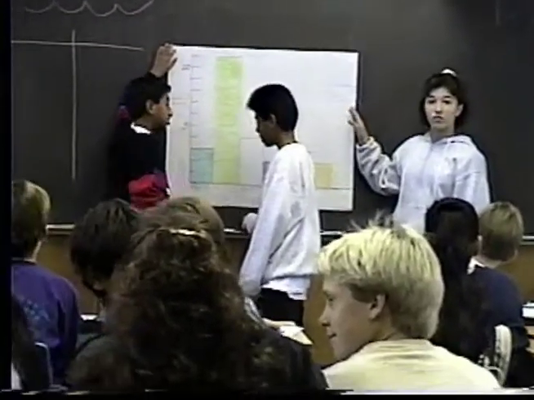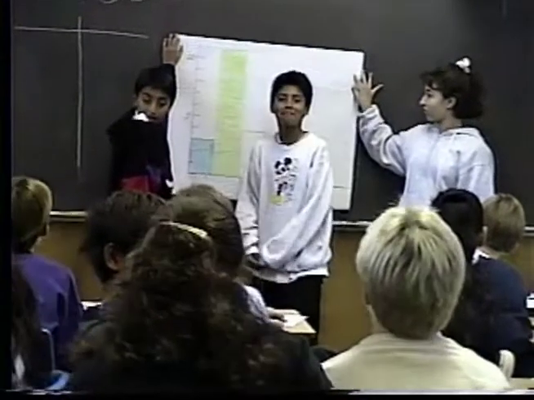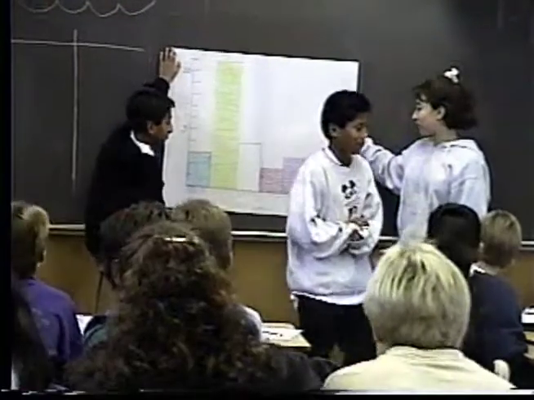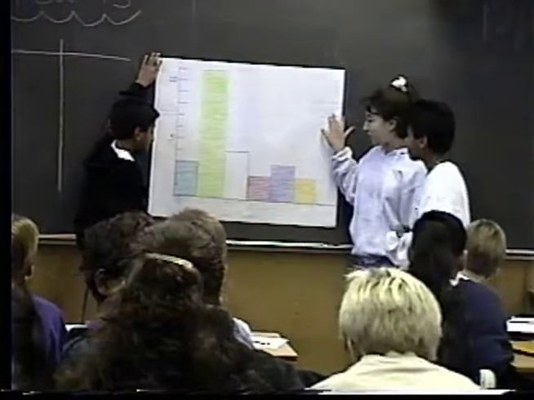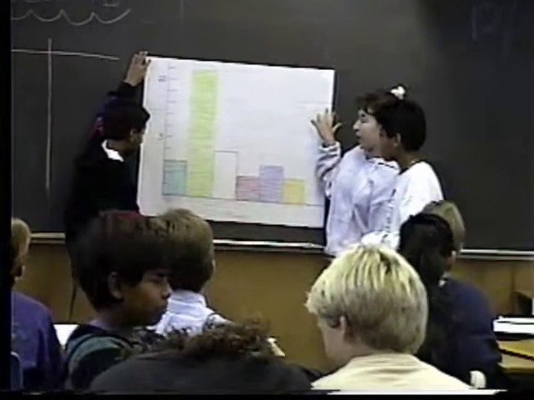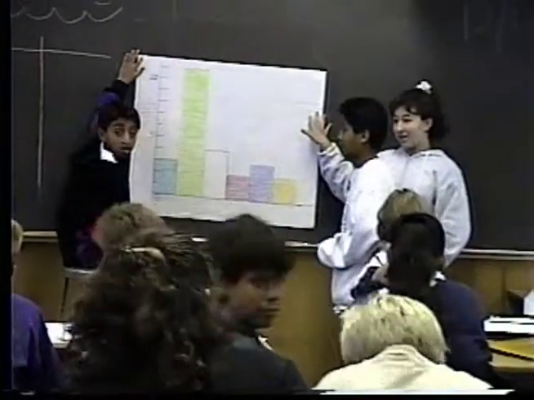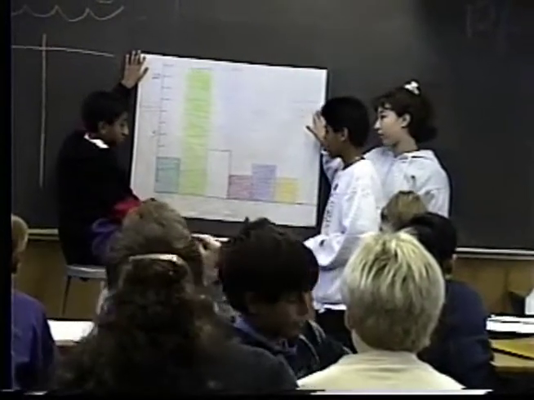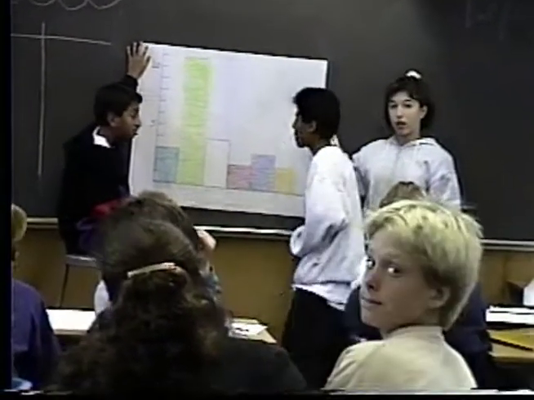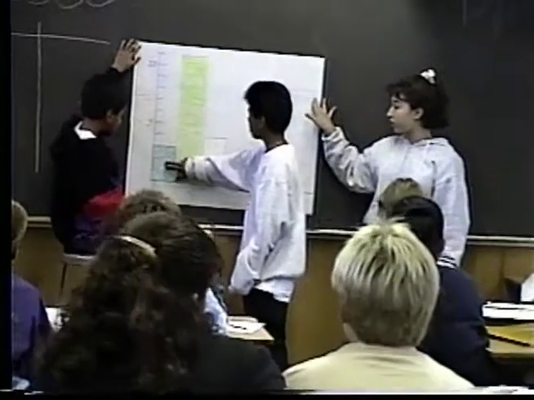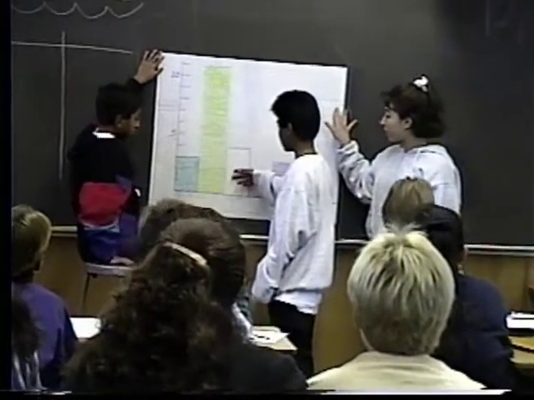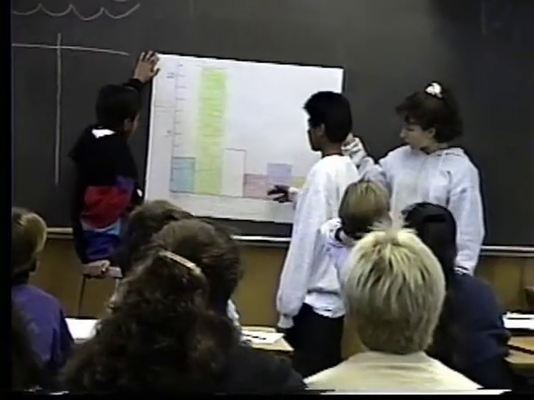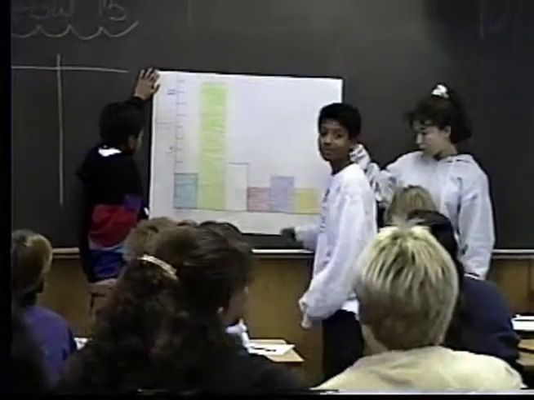Okay, this group is ready to present. This is our histogram, and we did weight, and it turned out the average was 100 to 109. In this semester there's 4 students, and this one there's 11, and this one there is 4, this one there's 2, this one is 3, and this one is 2.